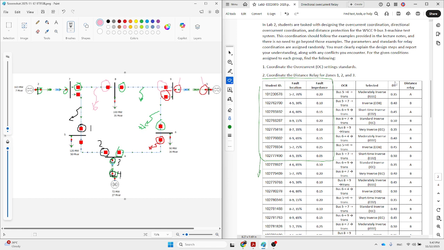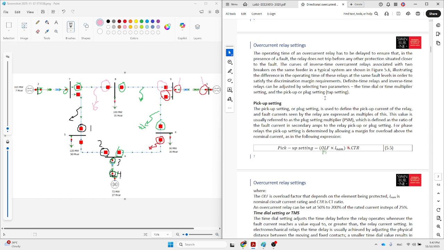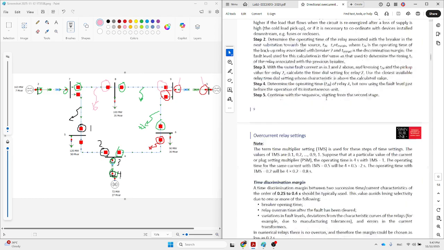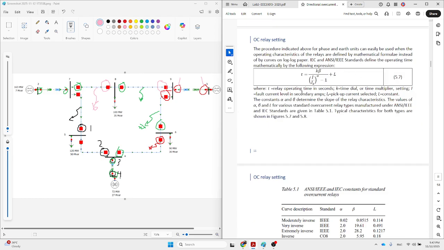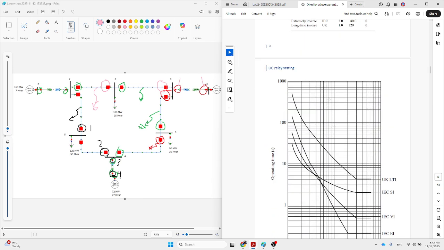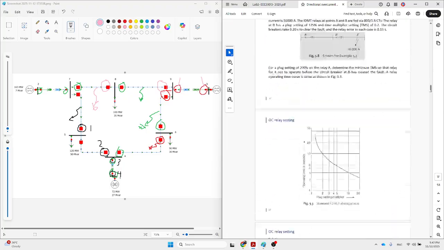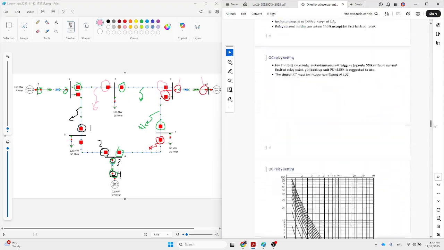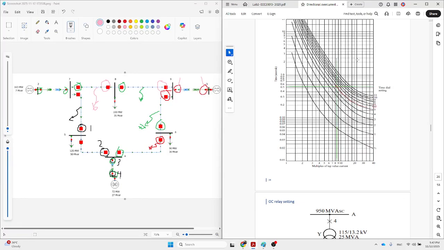The discrimination time is given to you by here. So for each person it is different. The way you must do the coordination for the relay is also mentioned. So you must go back to your slides, using this formula and the standards given by here. So no need to use this graph anymore.